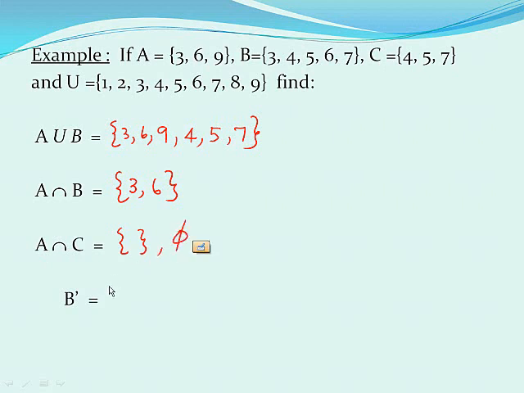Complement of B. Complement of B is all members in the universal set which are not listed in B. So I can look at B and the universal set U.